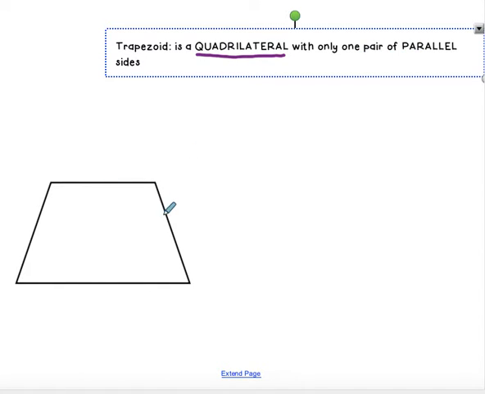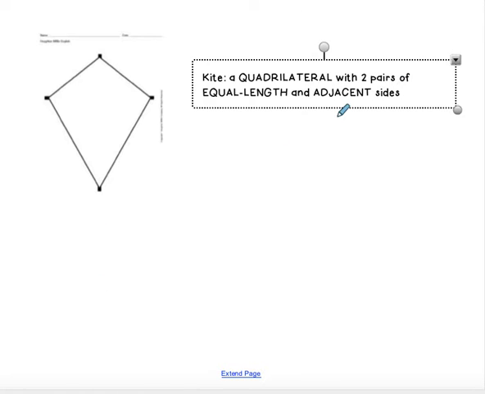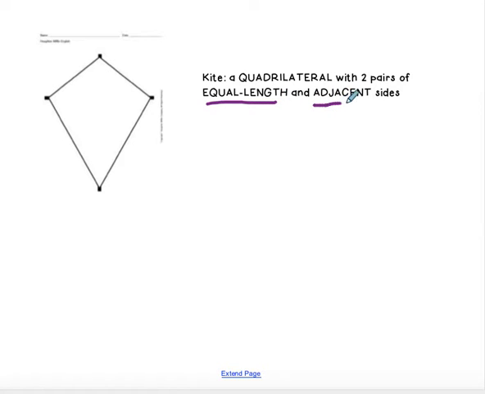So if you look at this, okay, this side is parallel to this side. It still has four sides and four angles, but now it also has a pair of parallel sides, which is what tells us it's a trapezoid. Okay, so think of it as this is a more specific classification of a shape within the world of quadrilaterals. Next, we have a kite. Okay, a kite again is a quadrilateral, but this time it has two pairs of equal length and adjacent sides.